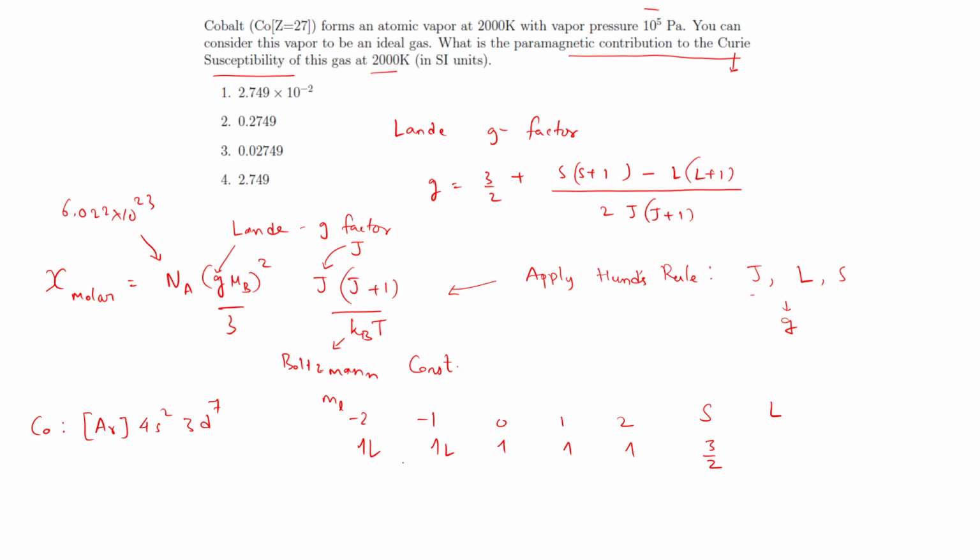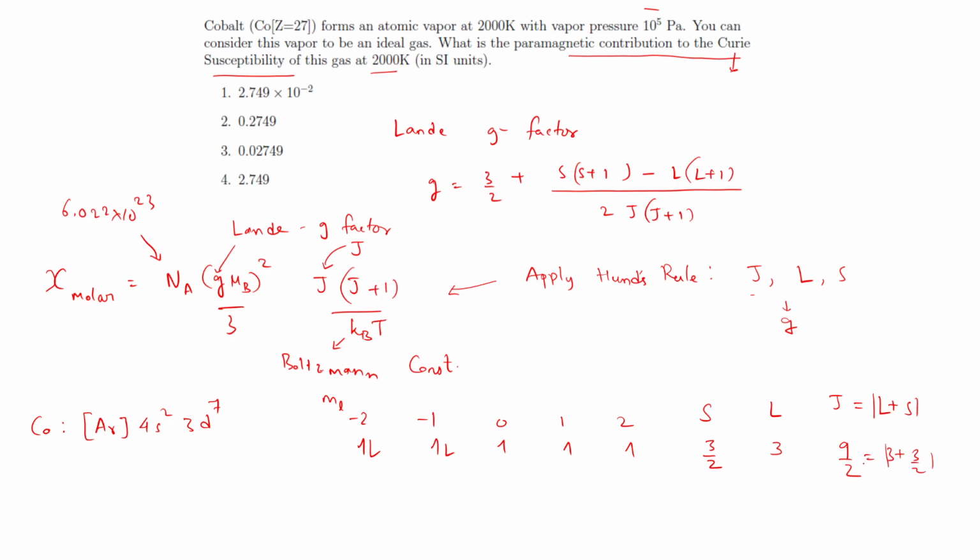L is what? You see, minus 2 plus 2 cancels, minus 1 plus 1 cancels, 0 is 0. So we just have minus 2 minus 1, it is minus 3, and we have to take the magnitude of that. And J, since it is more than half filled, it will be just L plus S, and its magnitude. So J will be equal to 3 plus 3 by 2, which is nothing but 9 by 2. It is basically 3 plus 3 by 2 and its magnitude.